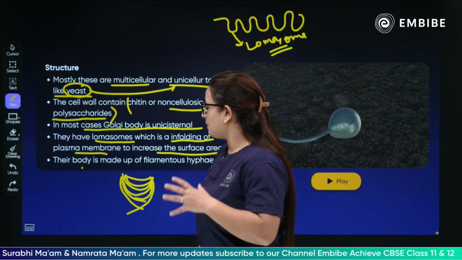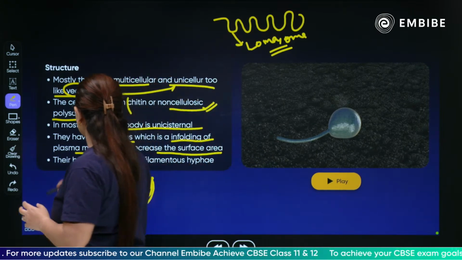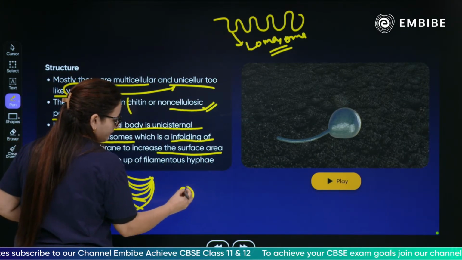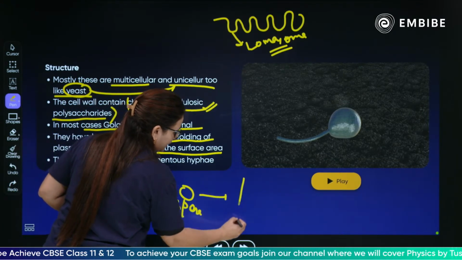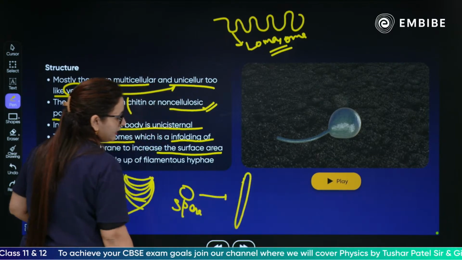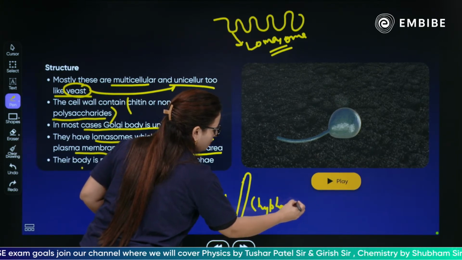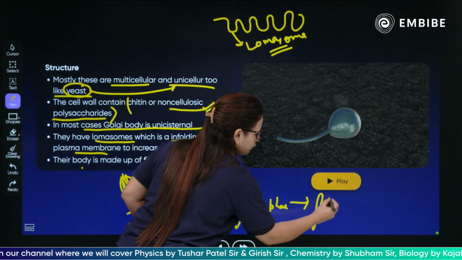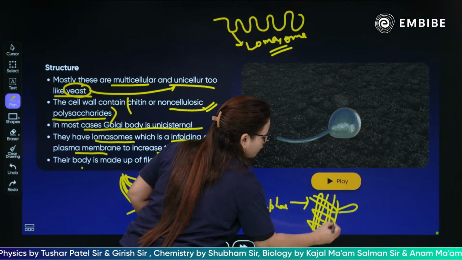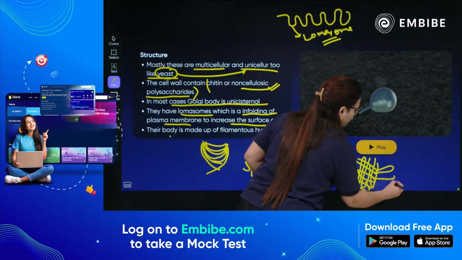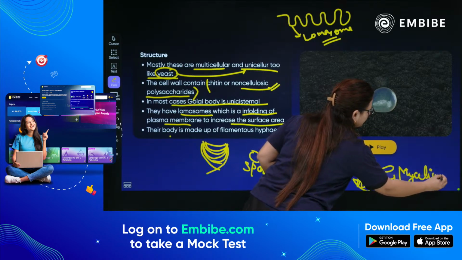The body is made up of filaments called hyphae. What is a filament? Simple. If this is a spore, this spore will convert into a filament-like structure. This is your filament, and this is what you call hyphae. If these filaments form a network, whatever network they create, that is what you call mycelium.